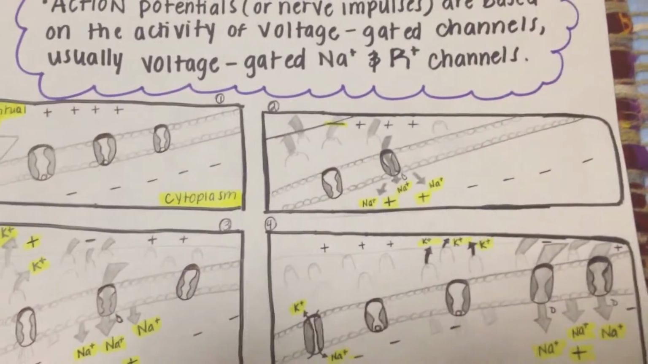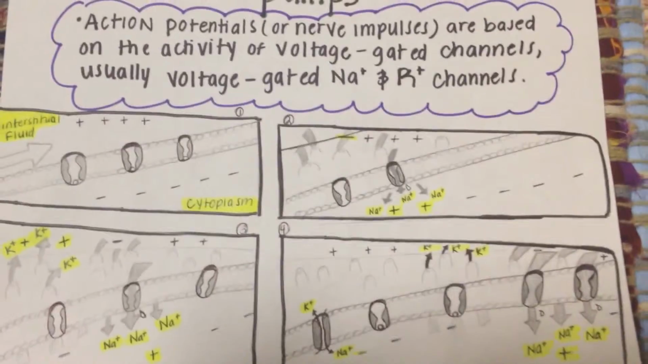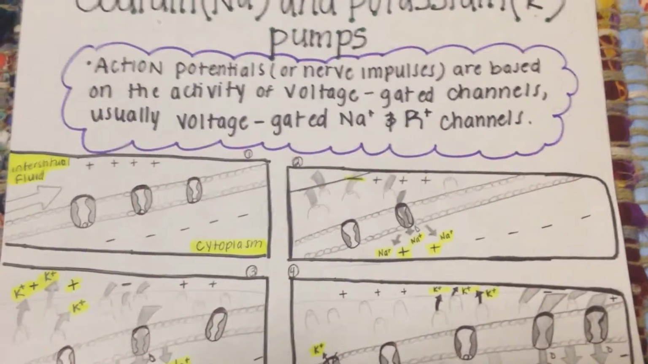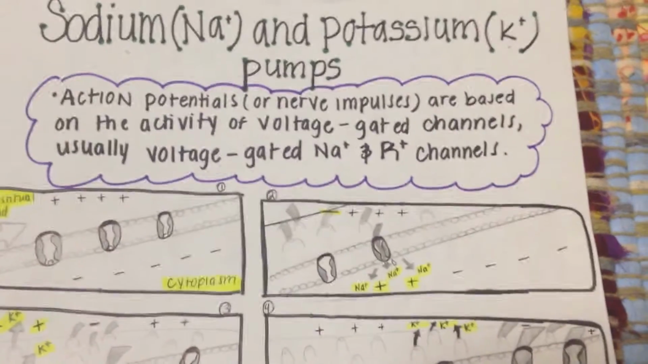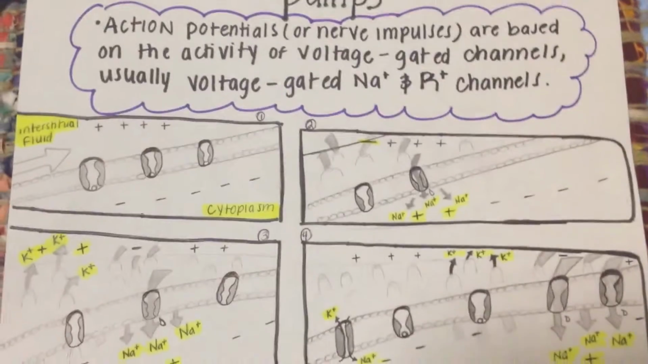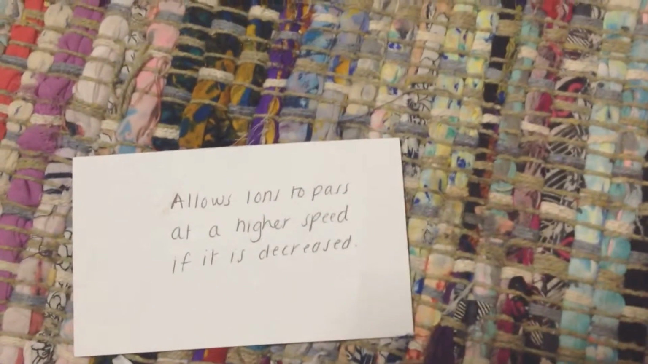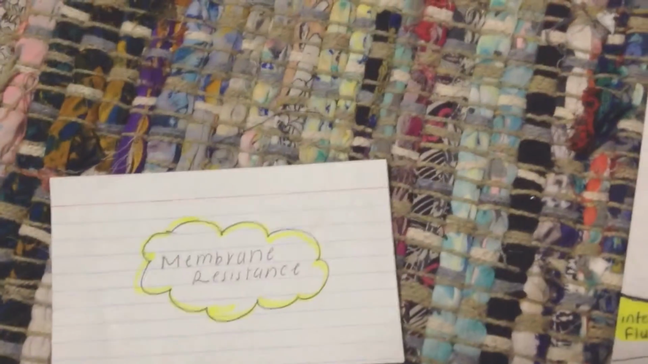There are 4 steps into allowing the ions to come in and out of the cell for an action potential to occur. There is something really important about an action potential, which is membrane resistance. Membrane resistance allows ions to pass at a higher speed if it is decreased. If membrane resistance is decreased, then the ions are able to flow much quicker and faster to allow the action potential to occur.